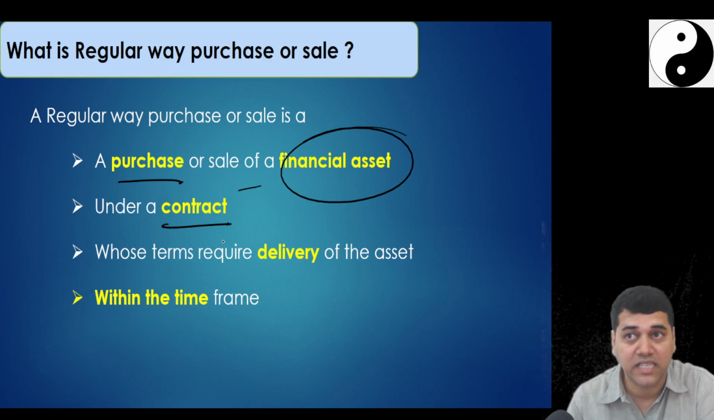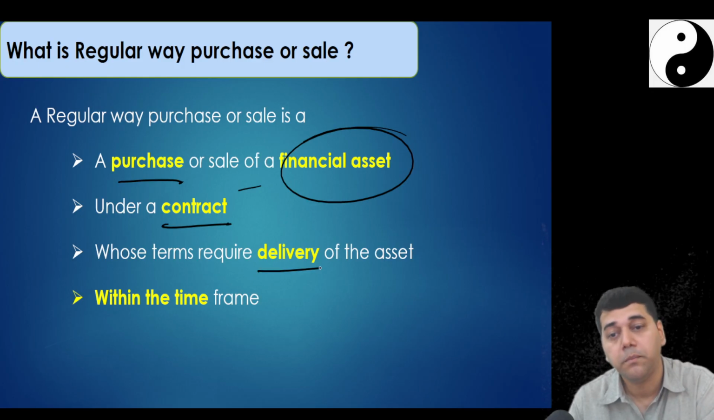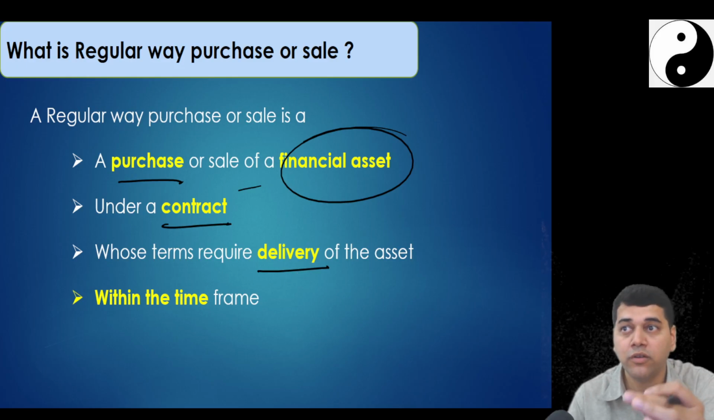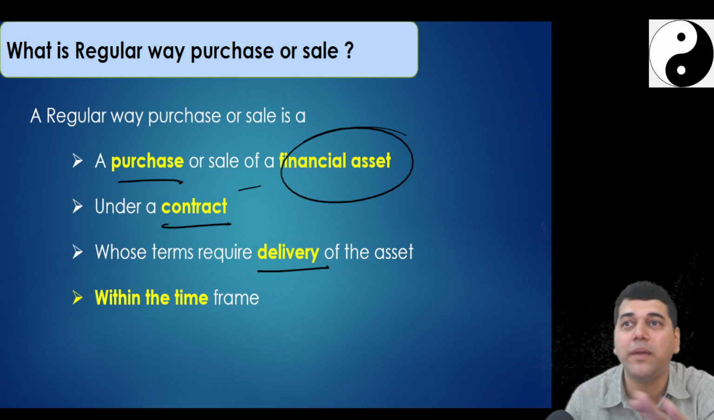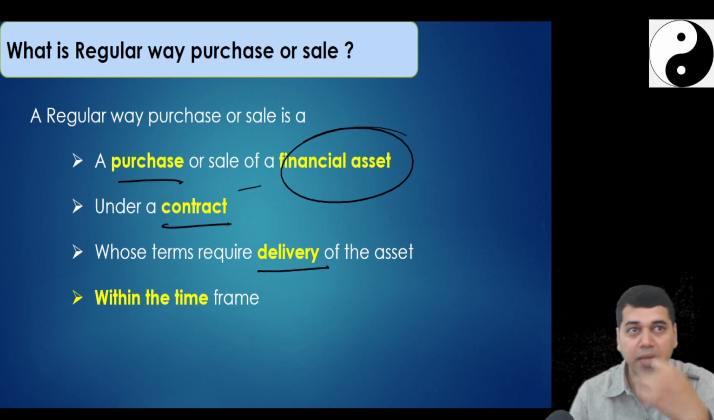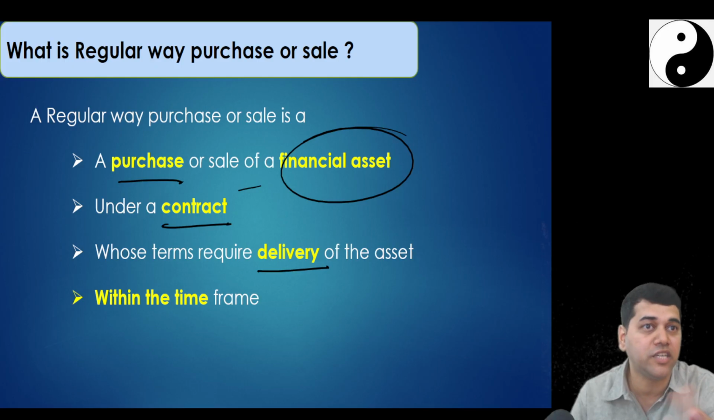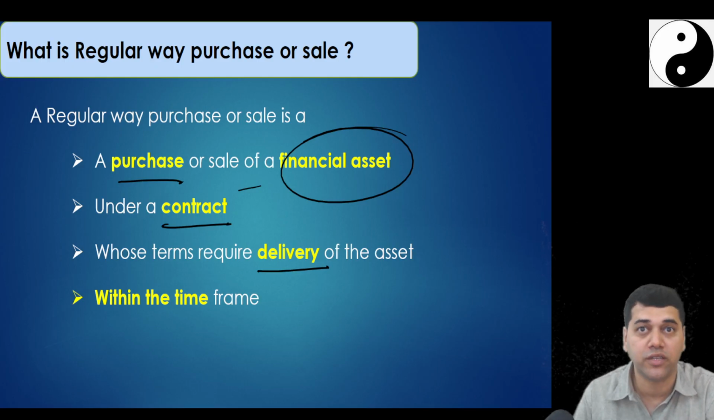Under a contract, terms require delivery, not net settlement. Net settlement means what? On the third day, I say, don't pay me the difference. Followed? But my intention is to take the delivery and pay the cash to you, not to do a hedge or a trading speculation there.